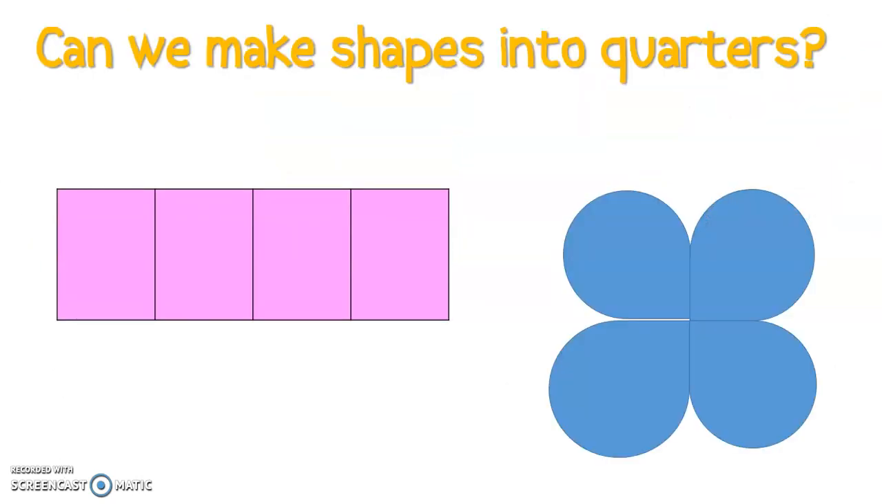Can we make shapes into quarters? Yes, we can. Okay, so the first shape we're looking at is a rectangle. The rectangle is divided into 4 pieces. Mrs. Mitchell wants you to color in 1/4. I'm going to color in how many squares? 3 squares or 1 square because it's 1/4. Yes, I'm coloring in 1 square. Because 1/4 is, I colored in 1 out of the 4 blocks. So 1 colored in out of the 4 blocks.